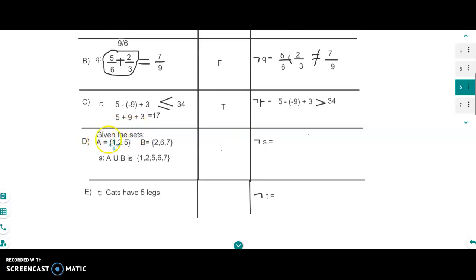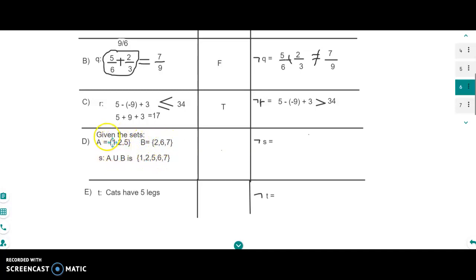Here we have given the sets A: 1, 2, and 5, and B: 2, 6, and 7, and the proposition S says A union B is 1, 2, 5, 6, and 7. So do you remember the last topic about sets? We have to find out if the union between A and B makes this set. Okay, so let's see. We have 1, 2, 5, 2, 6, and 7. Here we have 1, 2, 5, 6, and 7. We already have all the elements from A and B.